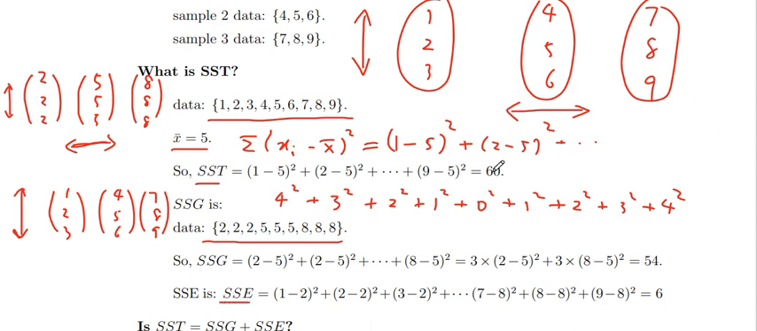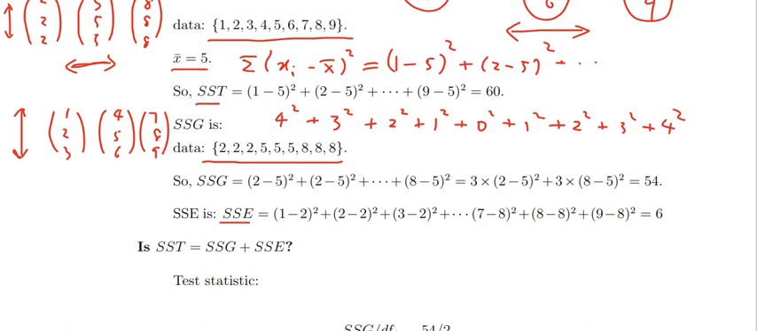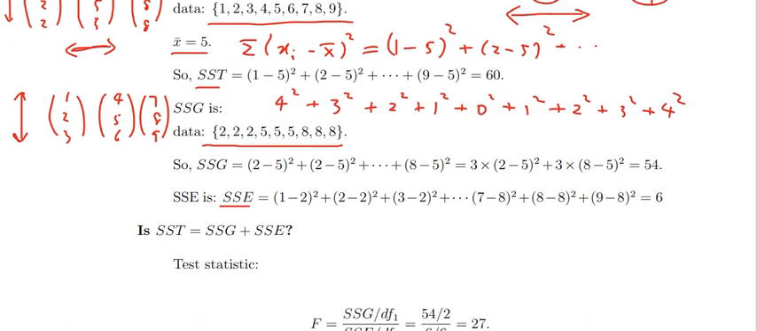So for this example, we find SST equals 60, SSG is 54, and SSE equals 6. So we find this is true, right? Because 60 equals 54 plus 6. So SST equals SSG plus SSE. This is true.